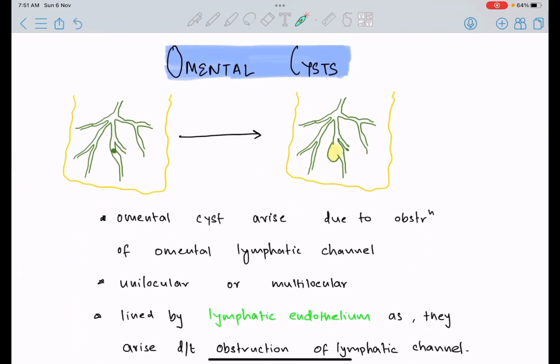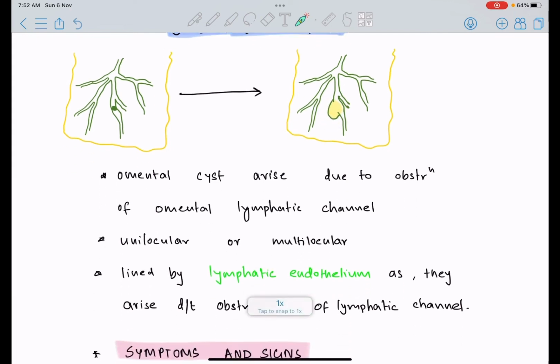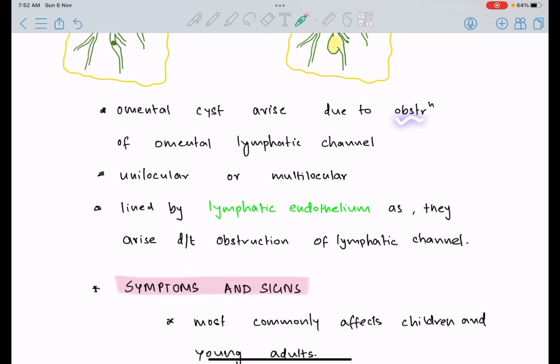After knowing about the embryology of the omentum and its physiology, we start with the topic omental cysts. If we look at the diagram, this is an omentum and these are rich lymphatics of the omentum. Once a lymphatic channel gets blocked in the omentum, a cyst can form, and these cysts are called omental cysts. Omental cysts arise due to obstruction of omental lymphatic channel.